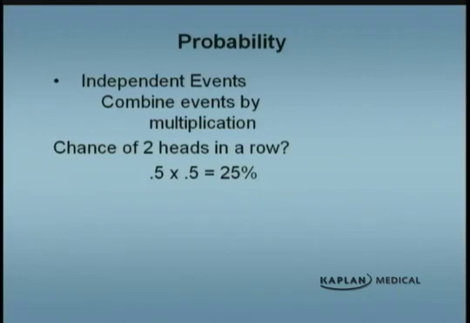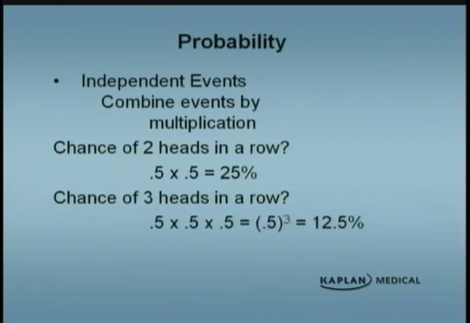Relatively straightforward. Well, what then is the chance of getting 3 heads in a row? Well, once again, you simply multiply. This time, you multiply 3 times. 0.5 times 0.5 times 0.5 again, or scientific notation is actually very useful here, 0.5 to the third. Or multiplied all the way out, 12.5%.